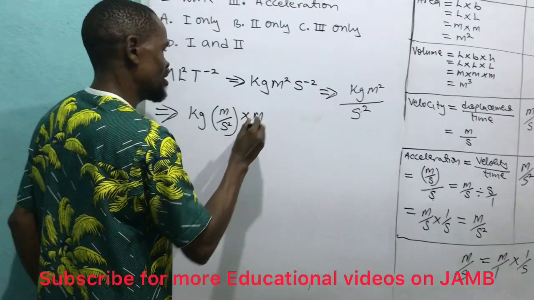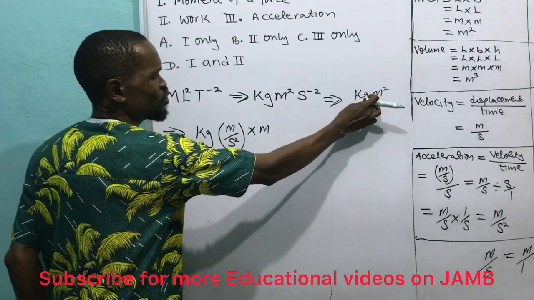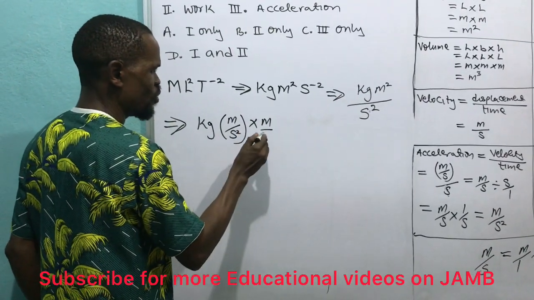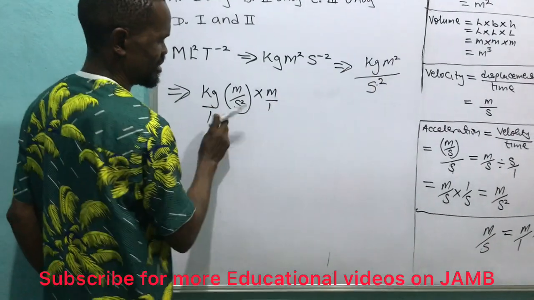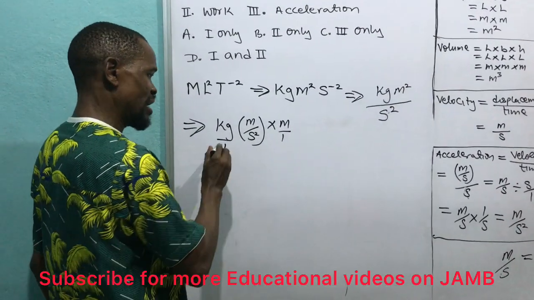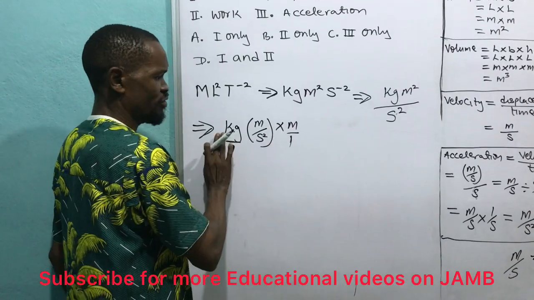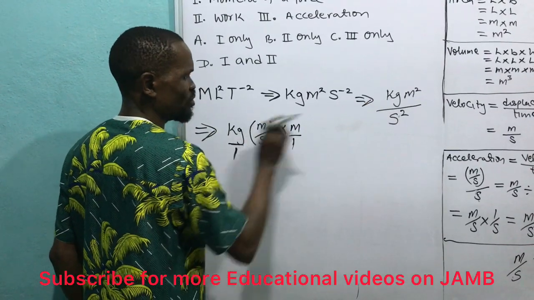Meter times meter will give me meter squared. This will now be over 1. Do you get what I'm saying? This is over 1. You remember, I have written it this way. Are you following me? And this is over 1. If you multiply it, you get back meter times meter, which will give me this.